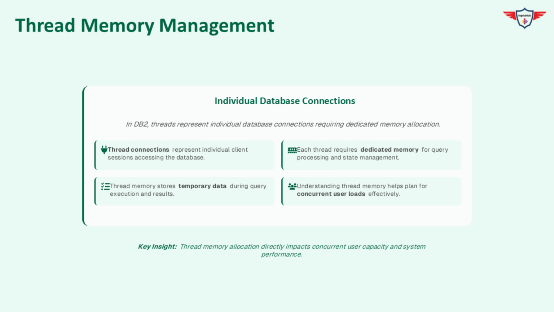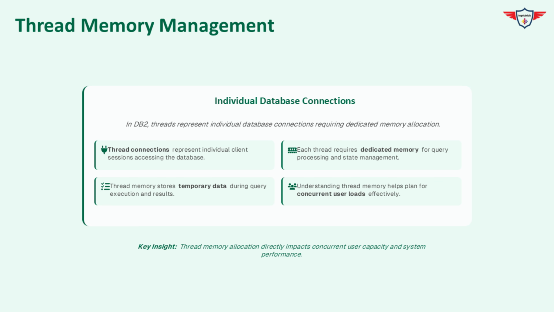Thread memory serves several critical functions. It stores the connection state, manages temporary data during query execution, handles intermediate results, and maintains session-specific information. Here's why this matters for capacity planning. If each thread requires a certain amount of memory, and you need to support 1,000 concurrent users, you can calculate your total thread memory requirements. Understanding these requirements helps you plan for peak usage periods and avoid memory-related bottlenecks.